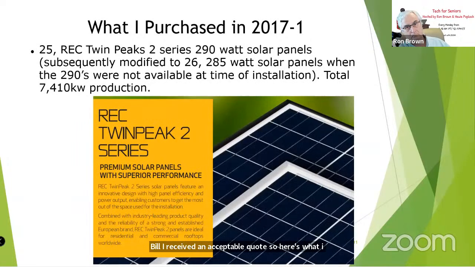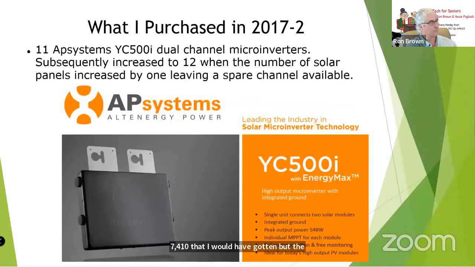25 REC Twin Peaks 2 Series 290 watt solar panels, subsequently modified to 26 panels of 285 watts each when the 290s were not available at the time of installation. The total actually wound up being more in terms of kilowatt production, 7,410, than I would have gotten with the first quote. Then we got 11 AP Systems YC500 dual channel inverters. Again, subsequently increased to 12 when we increased the number of solar panels by 1 because of the higher output not being available.